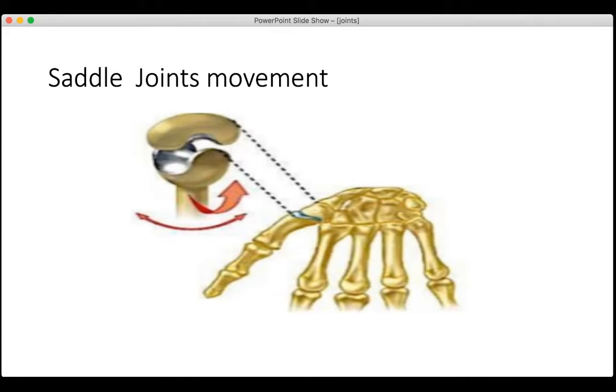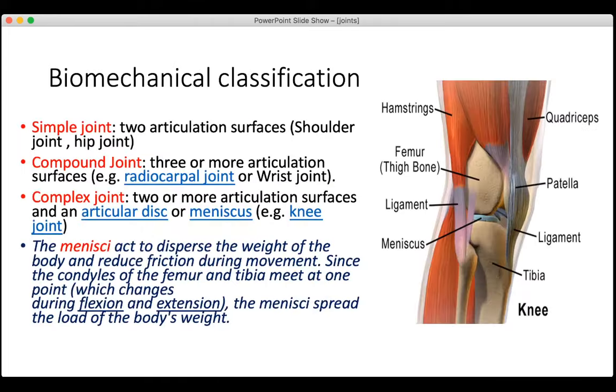So you can clearly see here, one is your frontal plane and this one is your sagittal. So it allows movement in these two planes only. So this is all about saddle joints. So this covers all the subtypes of synovial joints, and this is the classification medically which is followed throughout the world.